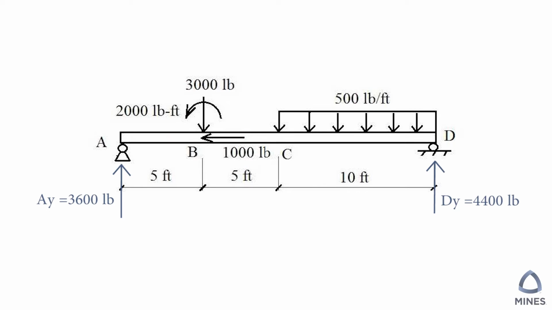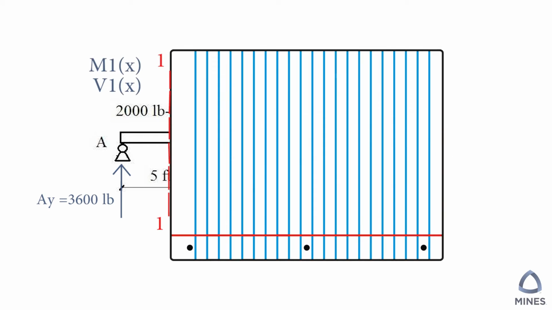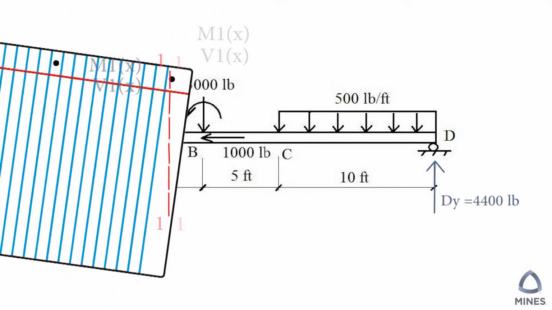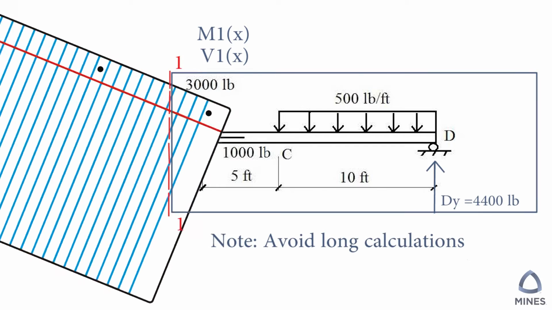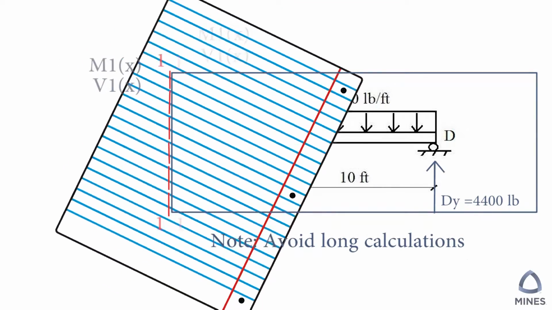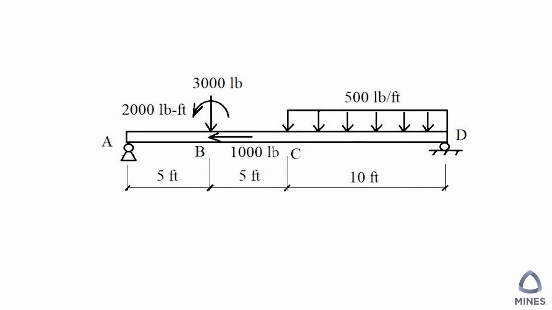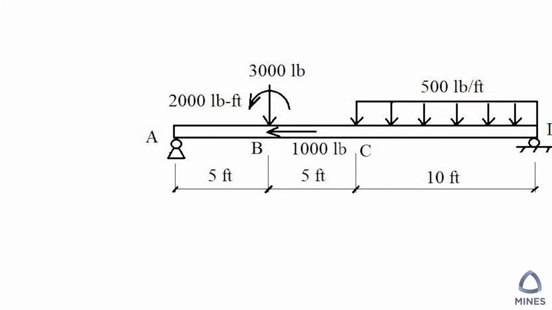Whenever you do the cut, the next thing is to pick which side you want to use as your FBD. For example, for the 1-1 cut, would you like to pick the left side as your FBD, or the right side? As you can see, if we choose the right-hand side, we are going to include a lot of loads. So why not just use the left side as your FBD? So now, at the 1-1 cut, we are going to pick the left-hand side as our FBD.